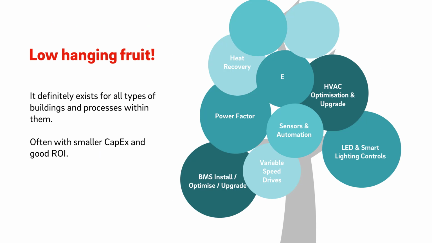Low-hanging fruit. It definitely exists in all types of buildings and processes, often with smaller capex and good return on investments. Following on from a previous slide, how assets are controlled, did you know that 90% of heating, ventilation and air conditioning, HVAC, are running inefficiently? This is costing organisations in the UK in excess of £500 million a year. The most effective way of improving the efficiency of any HVAC system is by installing and optimising a building management system, BMS. The source of that isn't me, and it's not E.ON, it's the Carbon Trust.